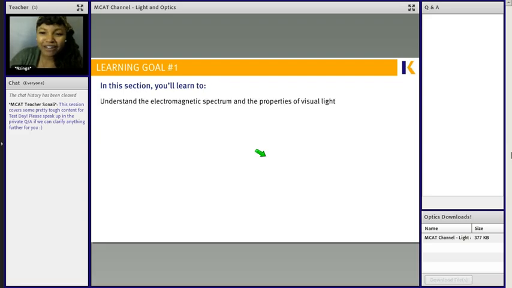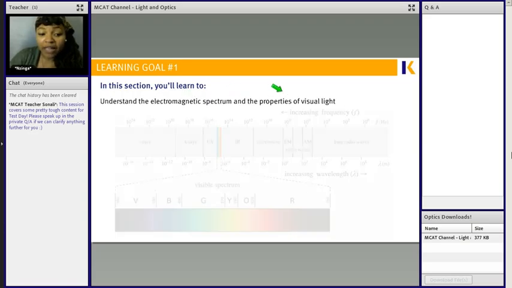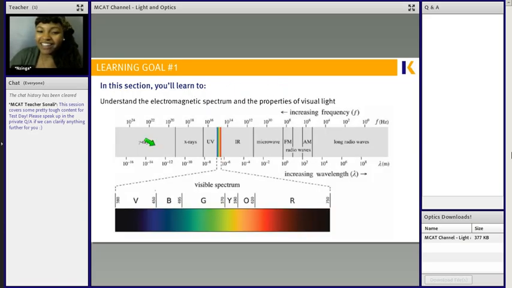So let's take a look at our learning goal number 1. We're looking at the electromagnetic spectrum and the properties of visible light. Here we have a nice example of this spectrum. You can see that you have your gamma rays, your X-rays, your UV. In the middle, here we have this visible spectrum, and you can see that you're dealing with your ROY G. BIV as the visible spectrum.